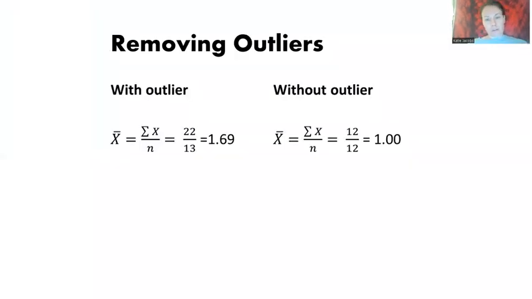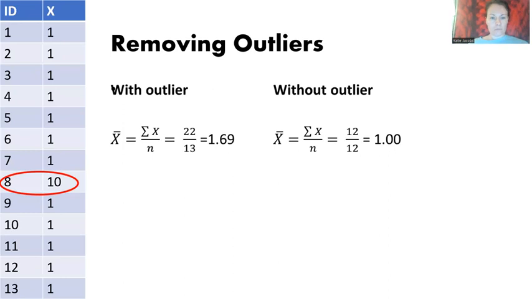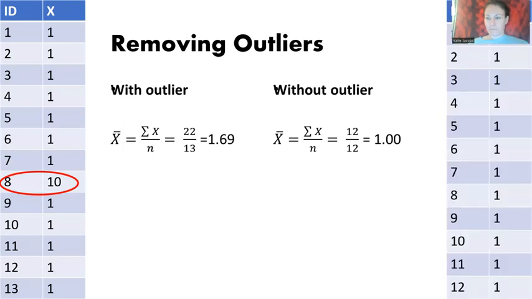Okay, so if we go through with that last data set and we look at what the mean looks like with the outlier and without, we see there's a significant difference between the mean of our data set with the outlier in it, which was 1.69, versus when we removed the outlier and found our mean, and that mean of that data set would be 1.00. You can see here, we have the 2 different data sets. One has an outlier and one does not.